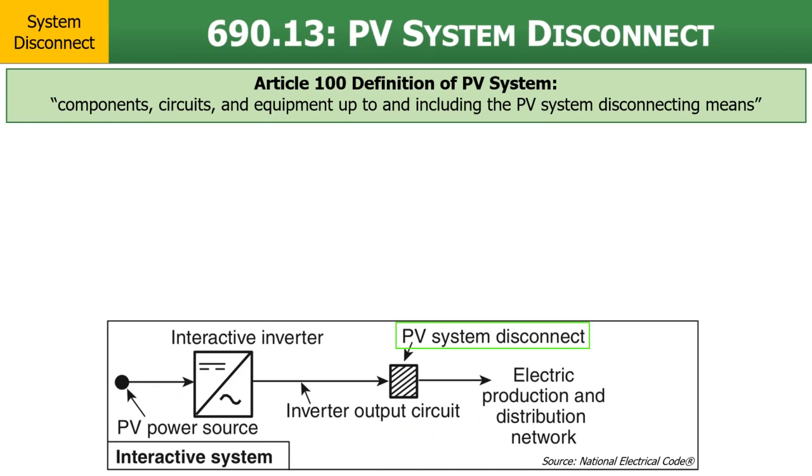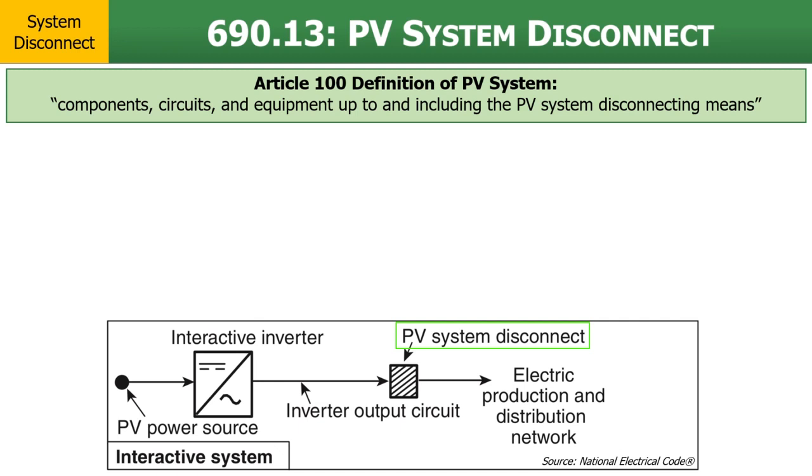Article 690.13, PV system disconnect, refers back to the Article 100 definition of a PV system, which is components, circuits, and equipment up to and including the PV system disconnecting means. So what does that mean?